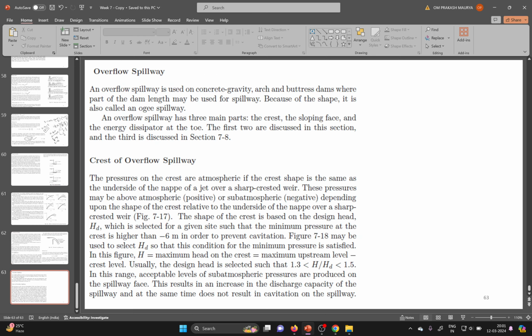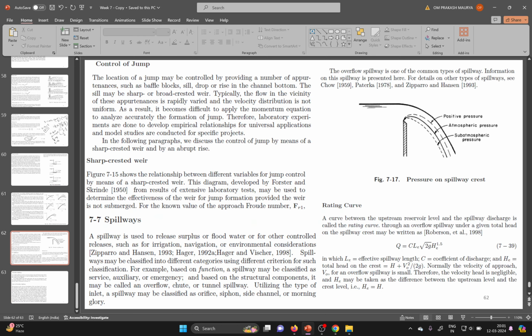So this is all about today, and this is also an important one, the pressure on the spillway crest. There is positive pressure, atmospheric pressure, and sub-atmospheric pressure also. So always remember.